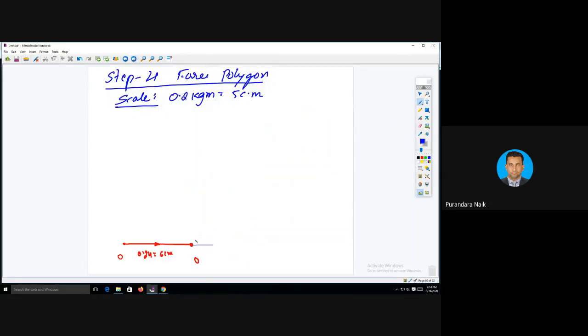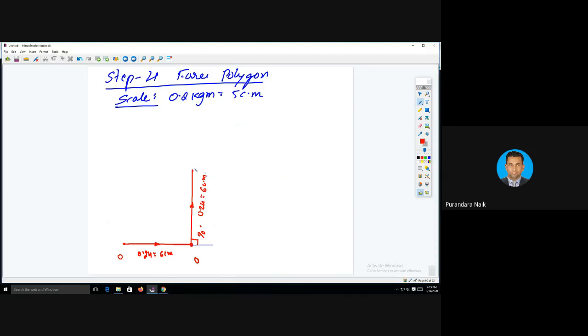90 degree. And the length is 6 centimeter again. 6 centimeter vertical line. Why is it a vertical line? Because it is a 90 degree angle. So you are going to measure the angle 90 degree from the reference line. So what is the length? Length is 0.24, which is equal to 6 centimeter.